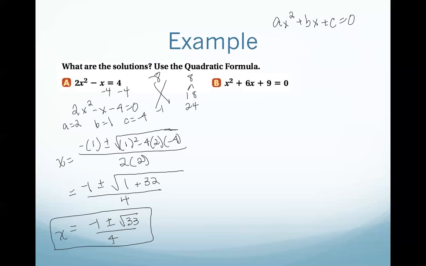Now, because of that plus or minus, this is still two solutions. And these are real numbers. So I can say these are two real solutions.